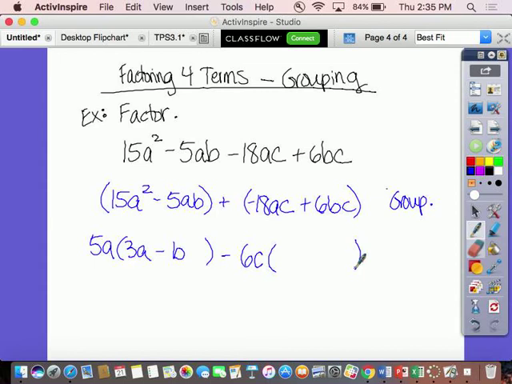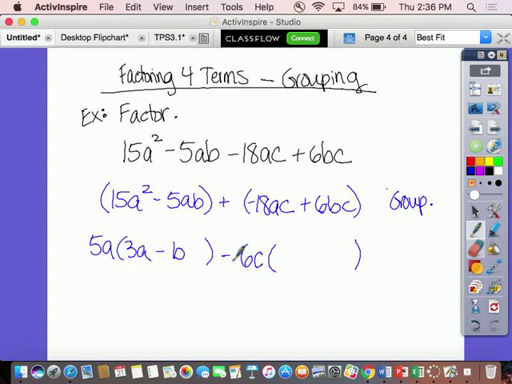Okay, so the GCF of 18 and 6 is 6. That's where the 6 came from. They don't both have an A, but they both have a C, so C is part of the GCF. Then, because our first term in this group is negative, we put a negative with the GCF.